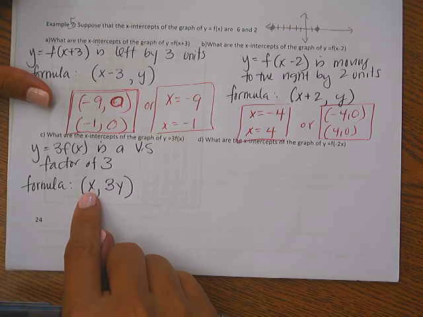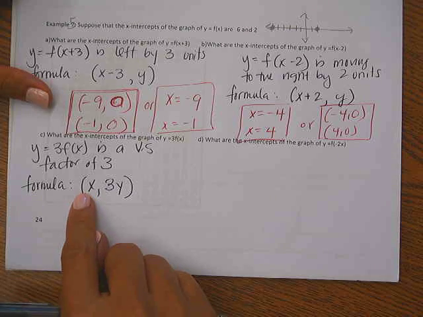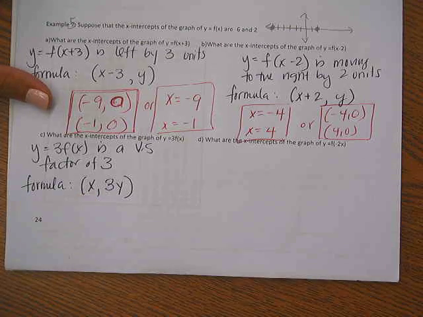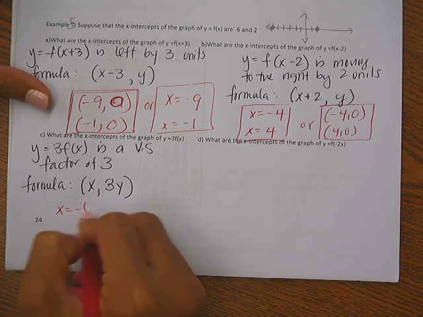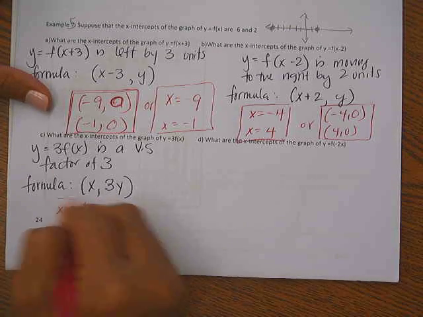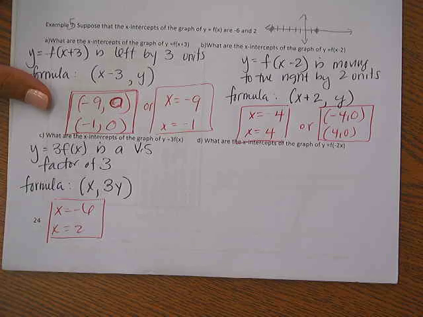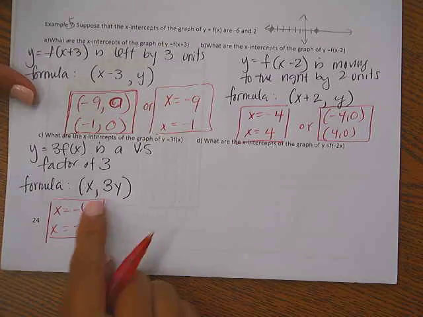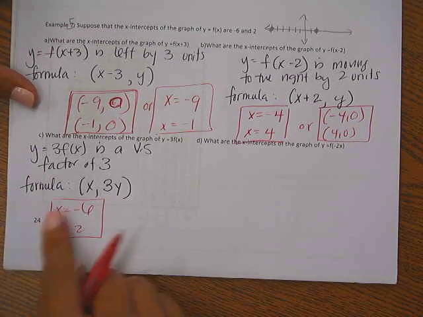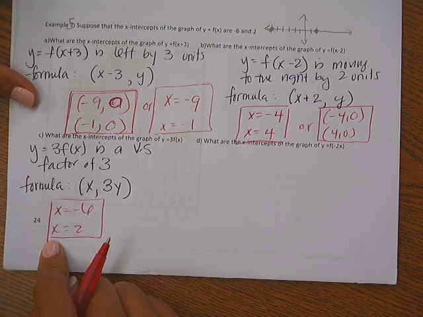No, because the x is not changing. Look at my formula. X is still x. So my two x-intercepts are still at -6 and +2. Okay. So that didn't change. The vertical stretch did not change my x-intercept.